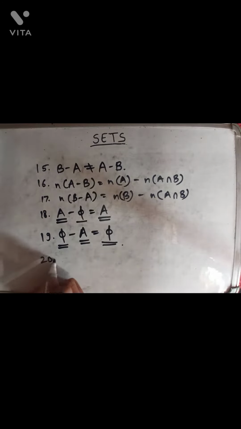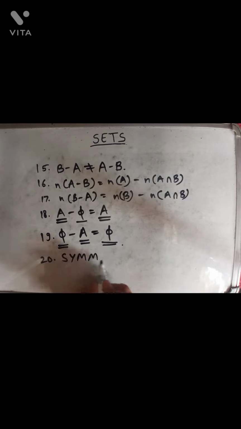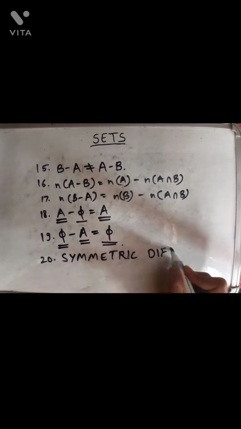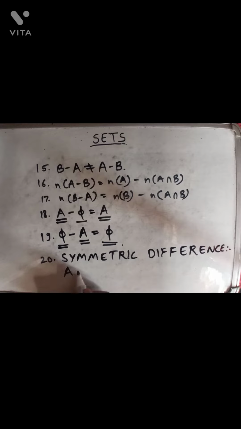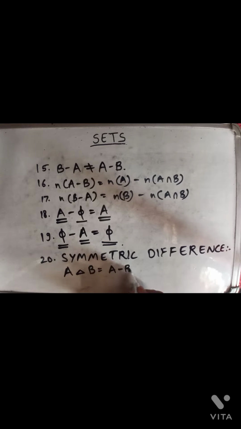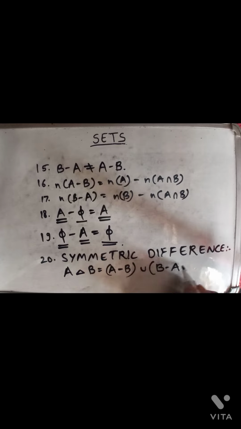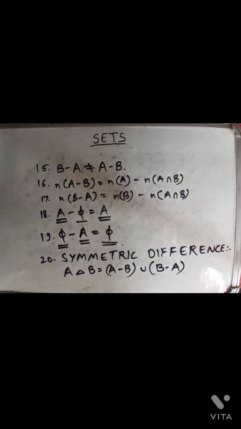And the 20th thing is the symmetric difference. What is a symmetric difference? It is denoted by A delta B. This means A minus B union B minus A. So note this all and let's move further.